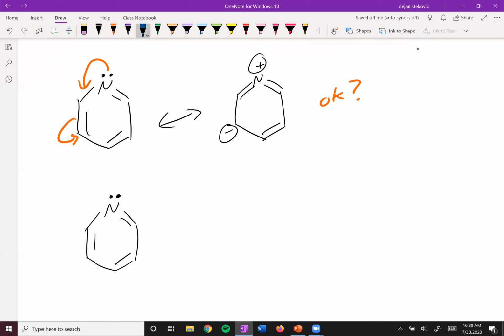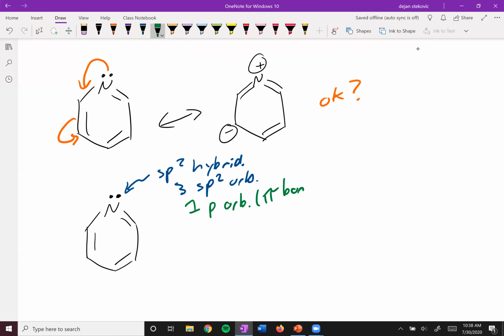Right? This nitrogen is obviously sp2 hybridized. And so that means that it has 3 sp2 orbitals and then 1 p orbital. Right? Remember that the p orbitals are what makes the pi bonds. So the pi bond here is actually, its p orbital has these 2 electrons in it, right? That's what's making that second bond. So we've gone ahead and used up that p orbital.